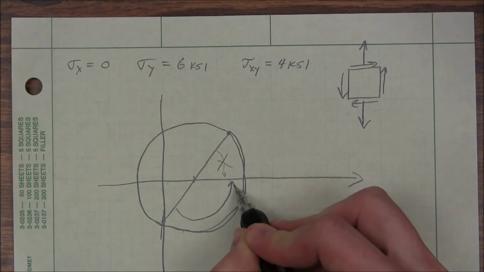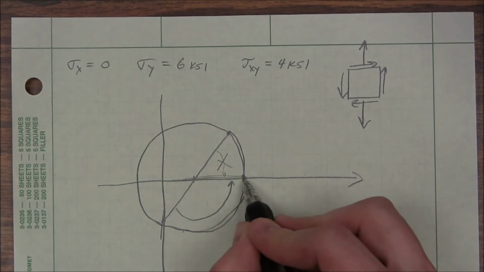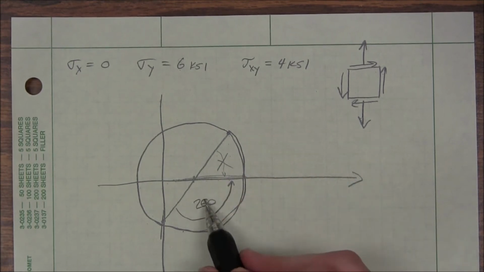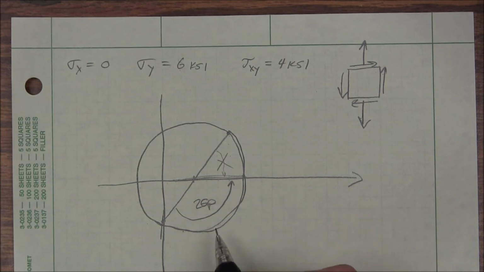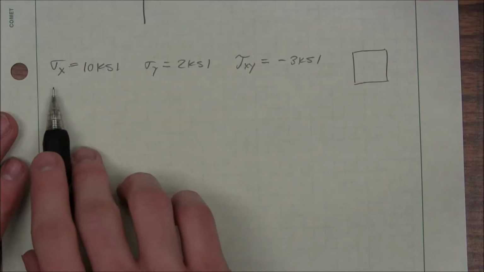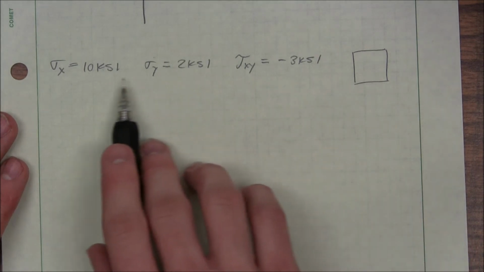Then I measure to my principal stress element. So that's my principal angle. And that's a very common mistake, so don't make that one. Okay, let's put this one on this element.